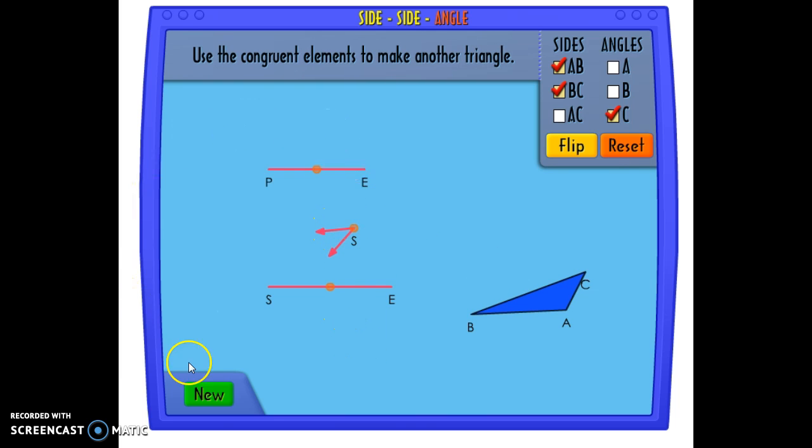Now, it gave me another set of elements, like this side, PE, is the same as BA. SE is the same as BC, and angle S would be the same as angle C. These are congruent elements. Now it wants me to make another triangle. So I'm going to do that around here. Boom.